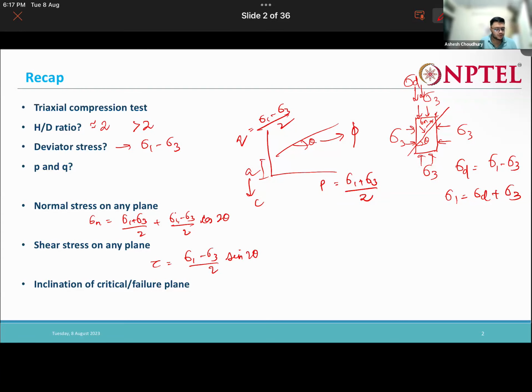Now, one more important thing is the inclination of the critical plane or the failure plane, the plane along which the sample is going to fail. So that is given by 45 degree plus phi by 2. We already solved problems with this in the previous class, if you can recall. All right.